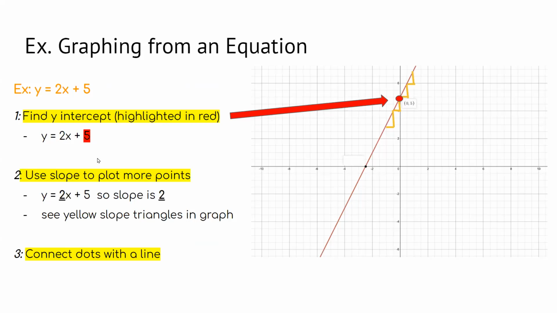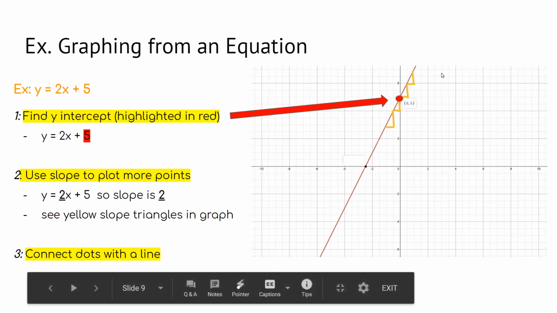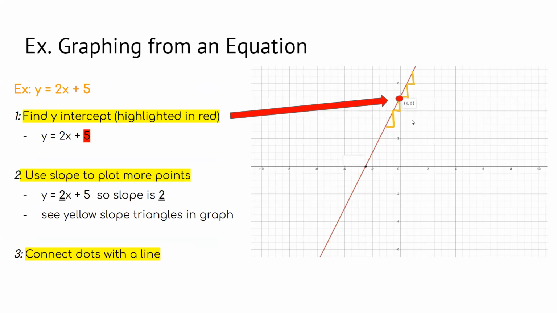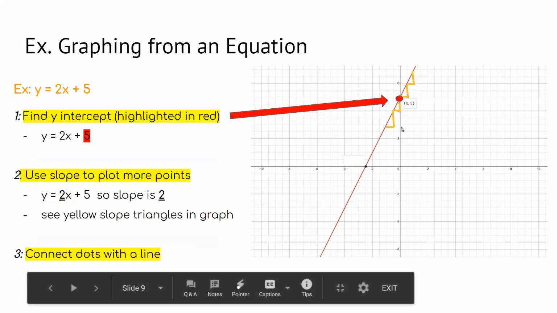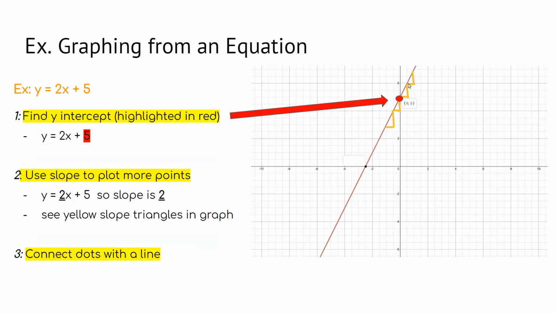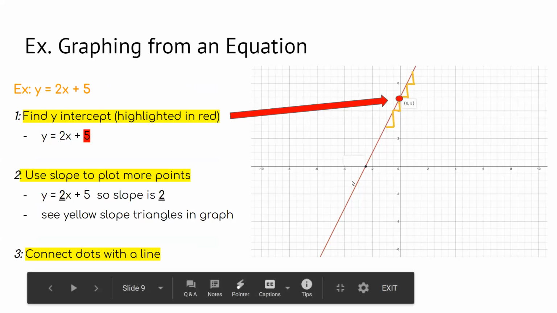And then we use the slope to plot 4 points across, which is the whole line. So y equals 2x plus 5, so the slope is 2. You see the yellow slope triangles on the graph. You see that for each run of 1, it goes up by 2. So we connect all the dots, like all these triangles represent points on a line. So we connect them with the line.